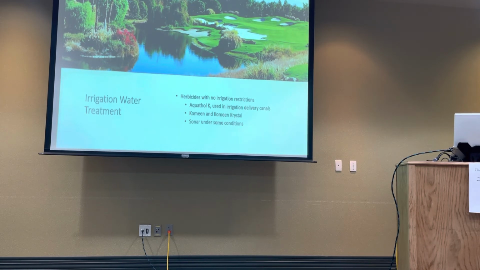You can also use Cutrine-Plus or Cutrine, and this is a copper-based herbicide. Unfortunately, copper isn't registered under the Washington Ecology permit, so you can't use it in permitted waters. You can use it in a pond that is less than 5 acres with no outflow. So you still can use it, but unfortunately you can't use it in bigger lake environments. You can also use Sonar under some conditions, but there are some contact exposure issues there, and there are some irrigation restrictions that can be limiting in some conditions. But my favorite is Aquatechnex.